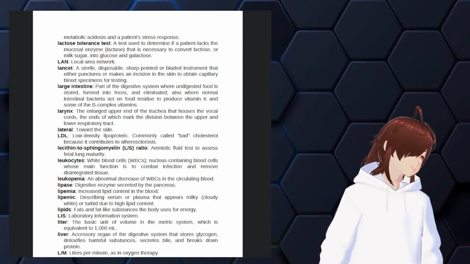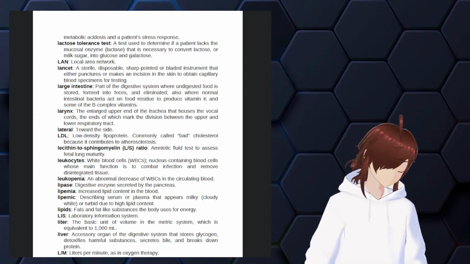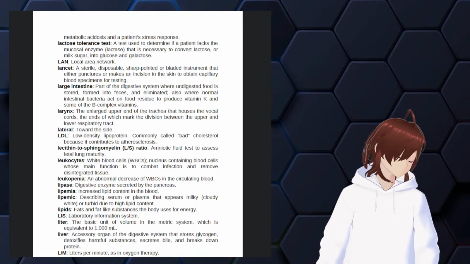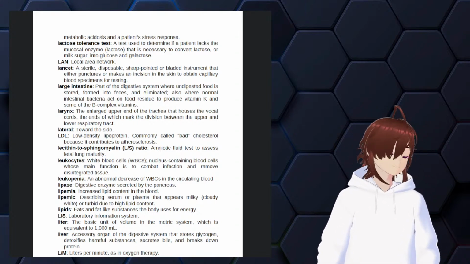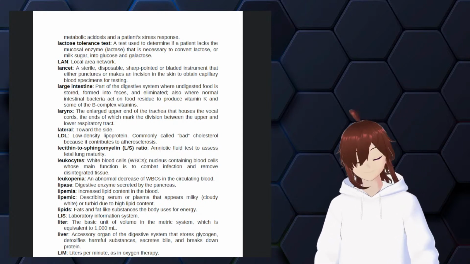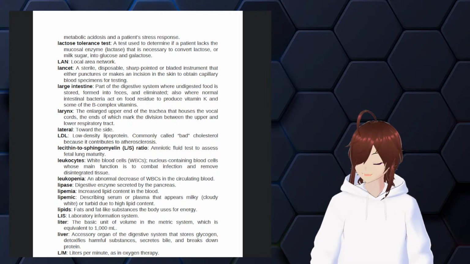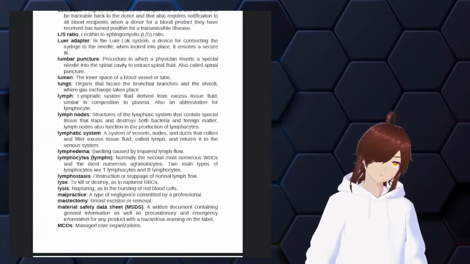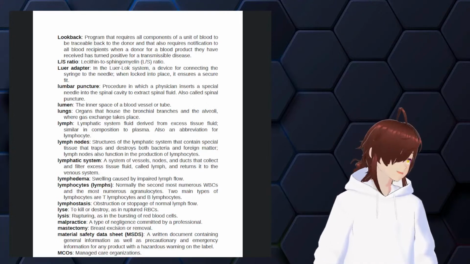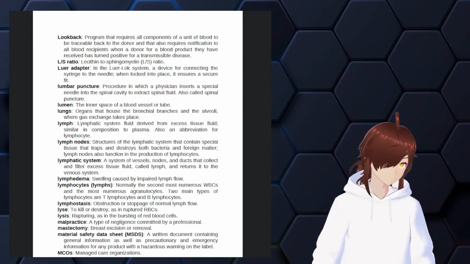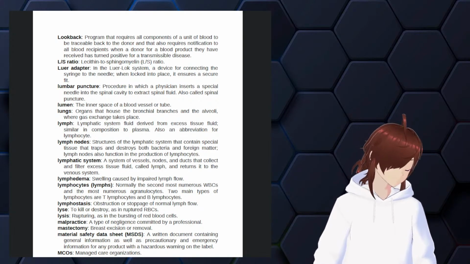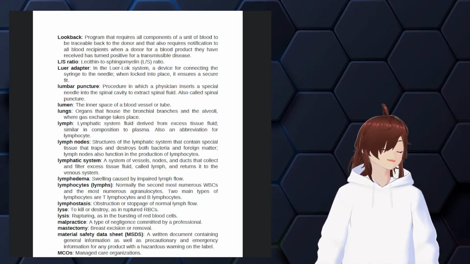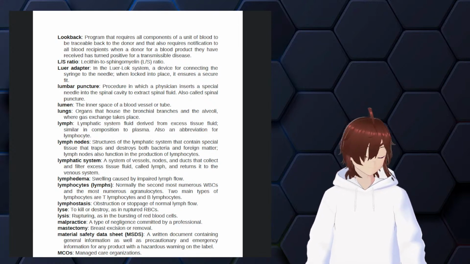LIS, Laboratory Information System. Liter, the basic unit of volume in the metric system, which is equivalent to 1,000 milliliters. Liver, accessory organ of the digestive system that stores glycogen, detoxifies harmful substances, secretes bile, and breaks down protein. LPM, liters per minute, as in oxygen therapy. Look back, program that requires all components of a unit of blood to be traceable back to the donor and that also requires notification to all blood recipients when a donor for a blood product they have received has turned positive for a transmissible disease. L/S ratio, lecithin to sphingomyelin ratio.